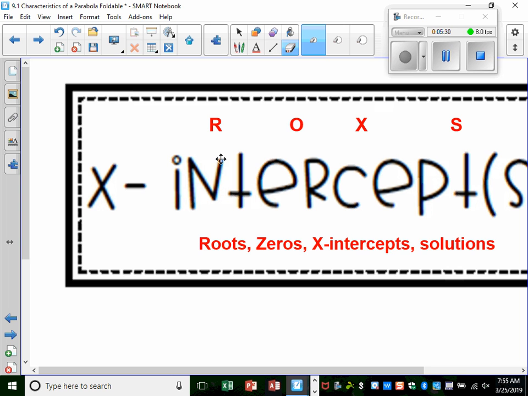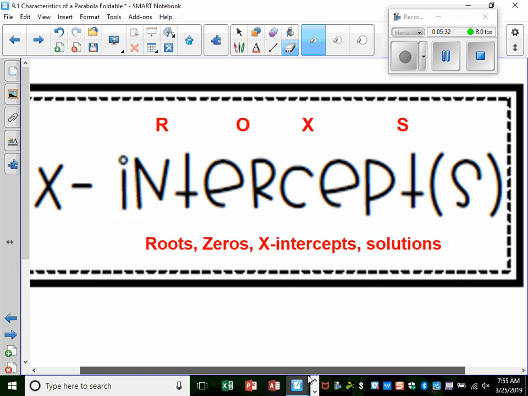All right, so x-intercepts. Now, this is where we have a lot of different names for x-intercepts. So if you put this acronym, it'll probably help you remember. X-intercepts are called roots. They're called zeros, so we put a 0. X-intercepts and solutions, ROCKS. Okay, roots, zeros, x-intercepts, and solutions, please write them all down. Y-intercept only has one name. It's called the y-intercept. X-intercept has many names, so please make sure you write all of these down.